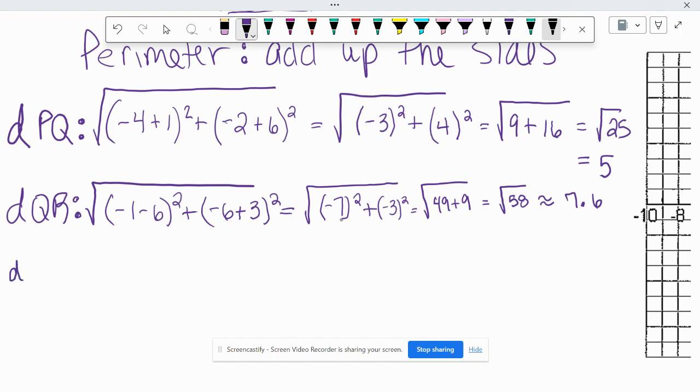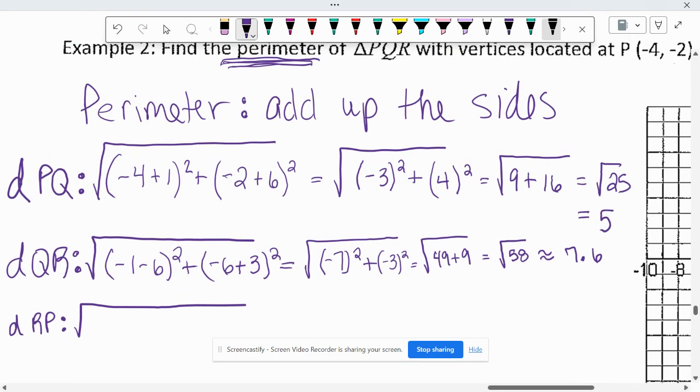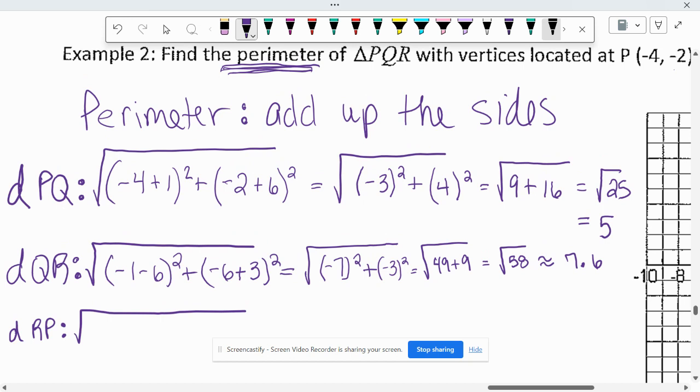Okay, let's talk about the distance of RP. I'm going to go from point R to point P. So R, 6 minus a negative 4. That's my x coordinate. 6 minus a negative becomes plus 4, the quantity squared, plus negative 3 minus a negative 2. Negative 3 minus a negative becomes plus 2, the quantity squared.